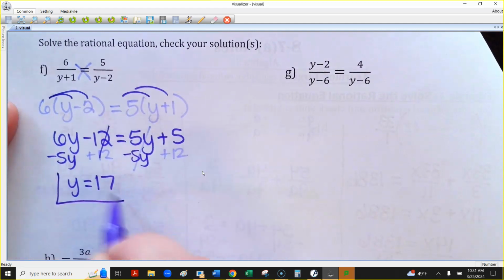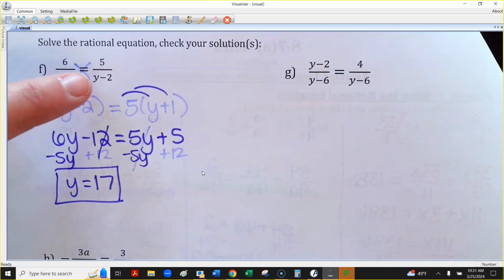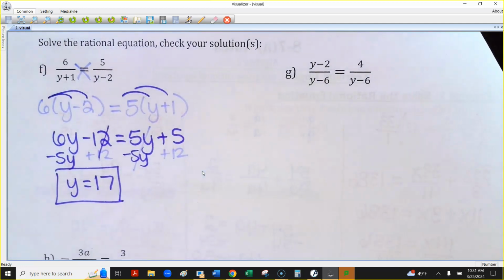In this situation, though, make sure you check. In the original problem, if I'd gotten -1 or if I'd gotten 2 as an answer, that would cause the denominator in one or the other of those to be 0. And so if that happens, then you might have an extra answer. So just nothing in your answer could make a denominator 0. Just keep that in mind.